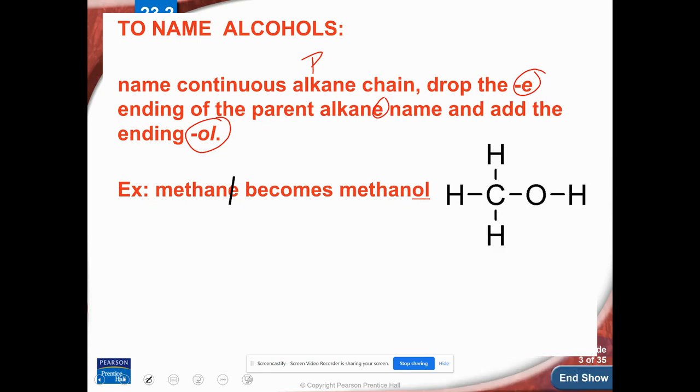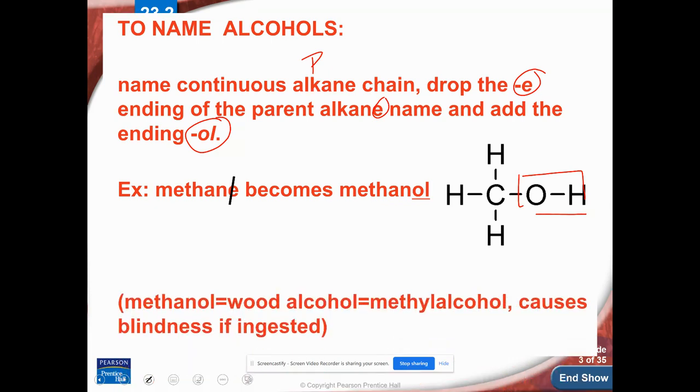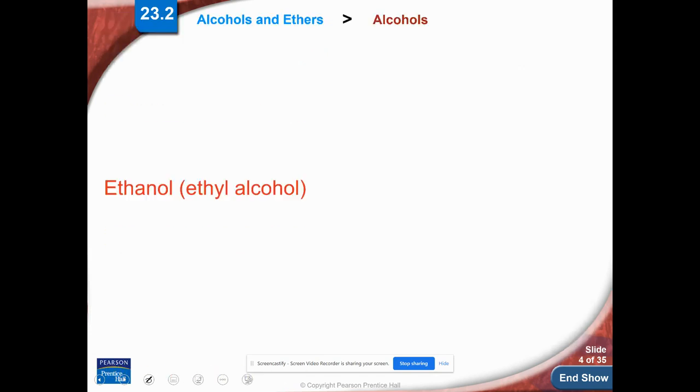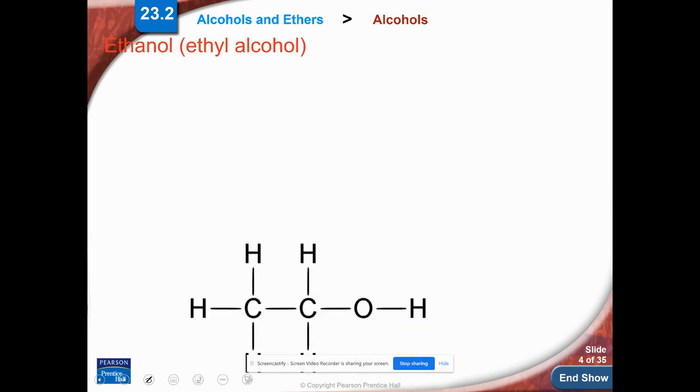And so this is what methanol would look like. We basically took an H off of the methane and put the OH. This is our organic functional group. So that's going to be methanol. That's what wood alcohol is, and that's the one that's going to cause blindness. Can't drink that one.